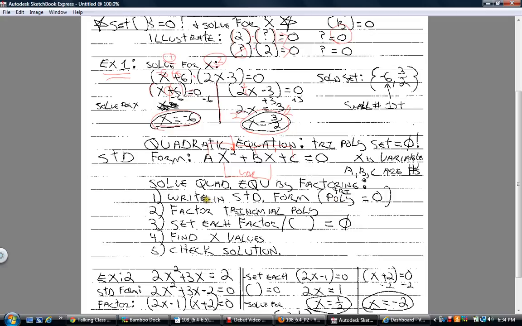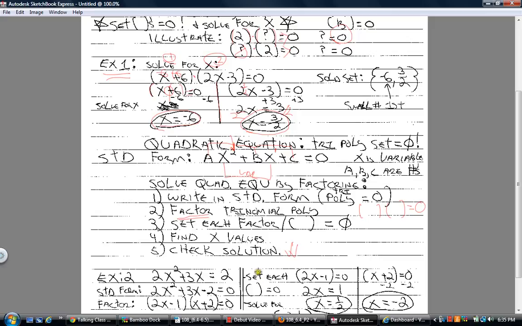Once you do that, here's where all that work from the beginning of this chapter comes in. Factor the trinomial and you will get two sets of parentheses, so it's going to look like this: one set of parentheses times a second set of parentheses equals 0. Take each set of parentheses, find the value that will make the variable equal to 0, find the values, and then check your solution, meaning put them back in.